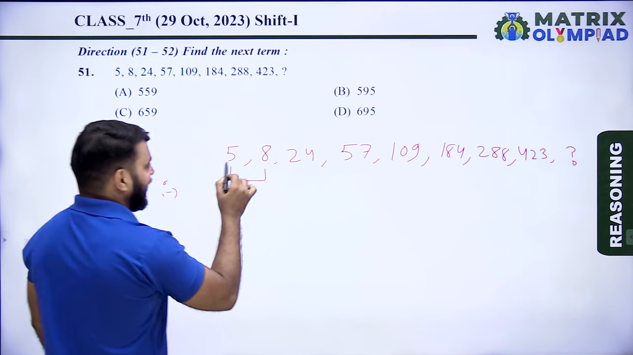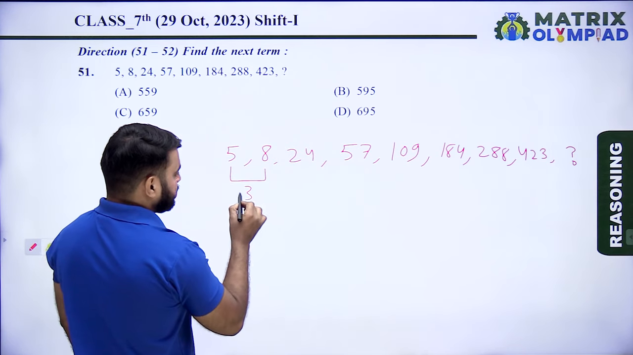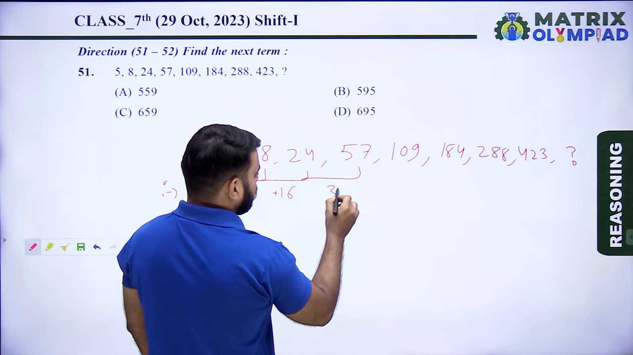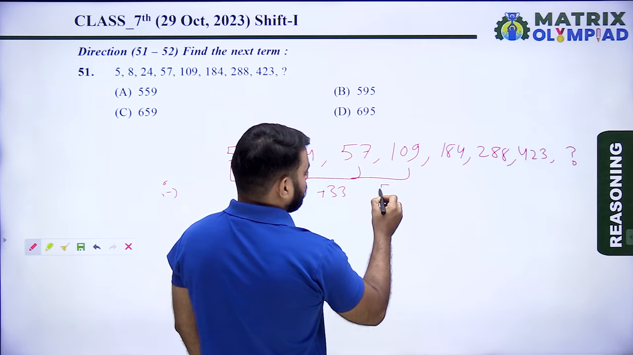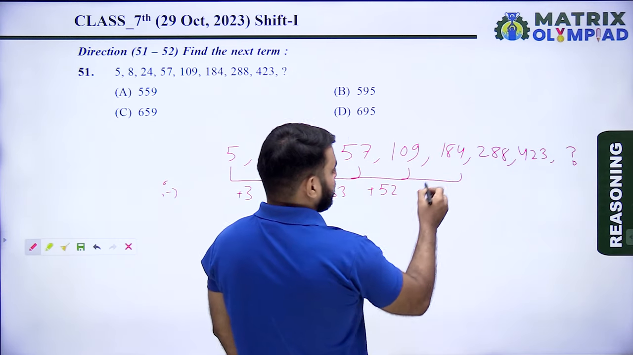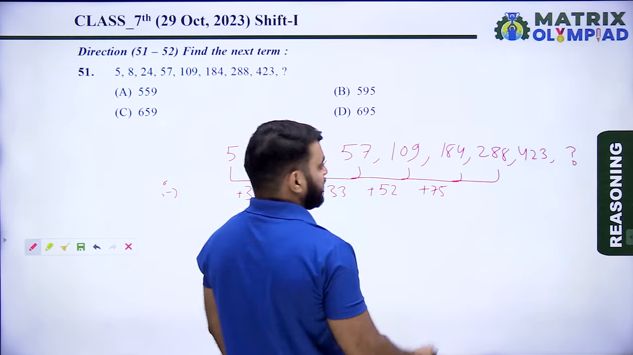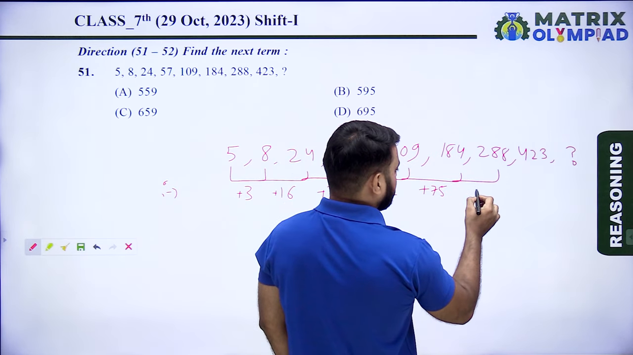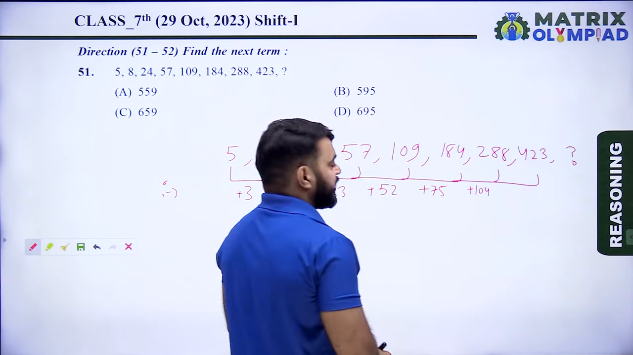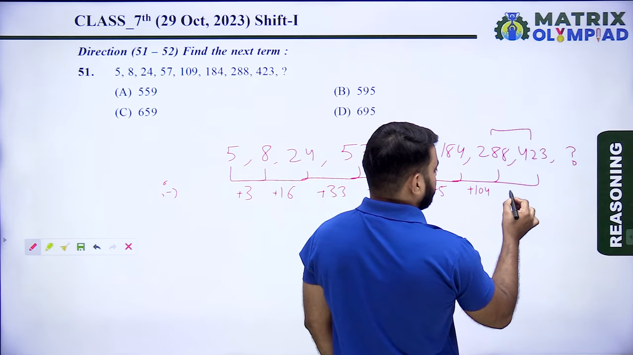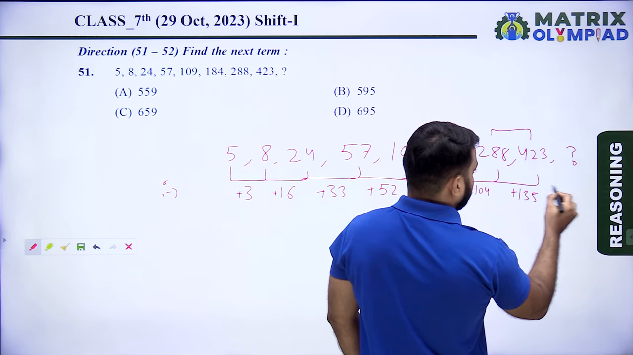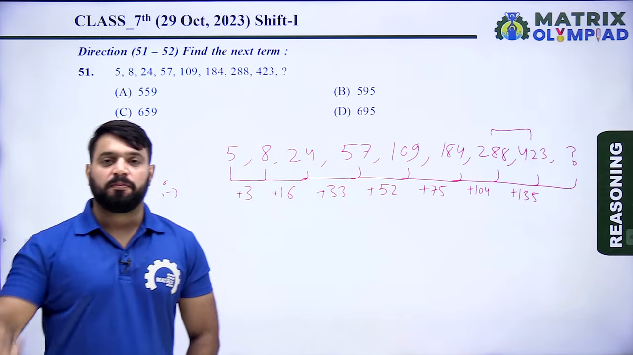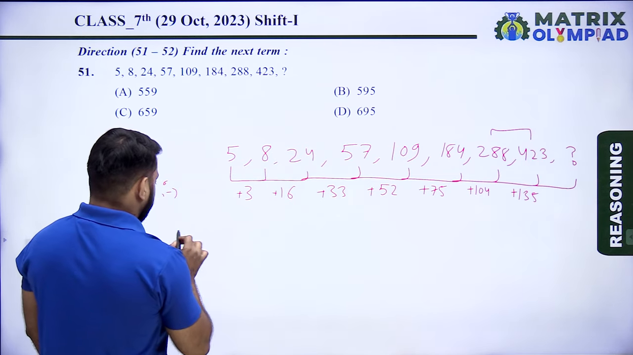So difference between 8 and 5 is 3. Now next difference is 16. Now next difference is 33. Now next difference is 52. Now next difference is 75. Now next difference is 104, and then 135. And find the next difference. So this difference is not in proper order, then let's find the difference again.